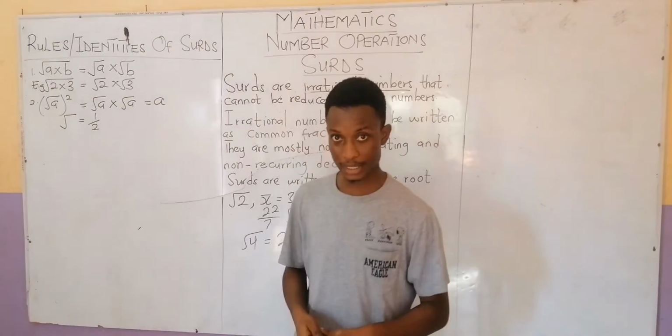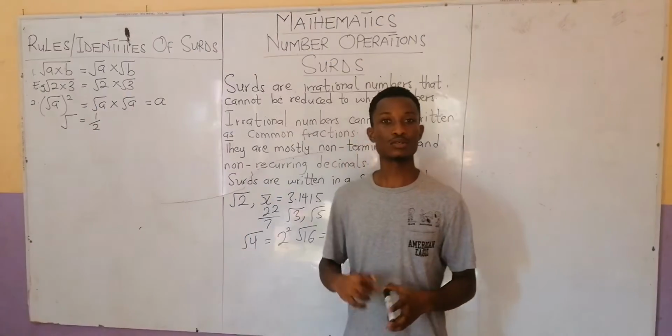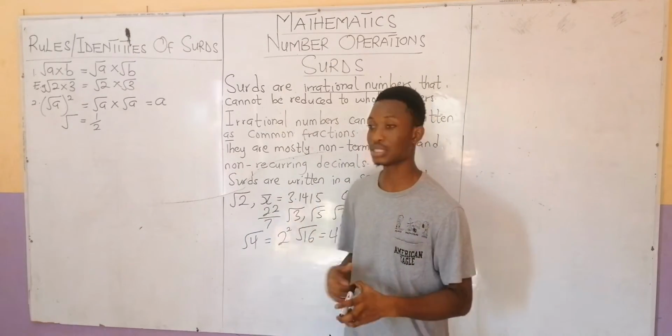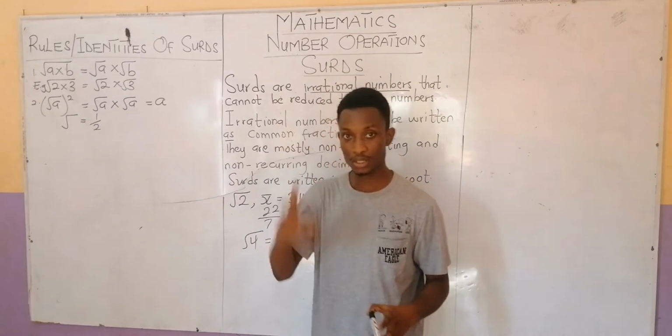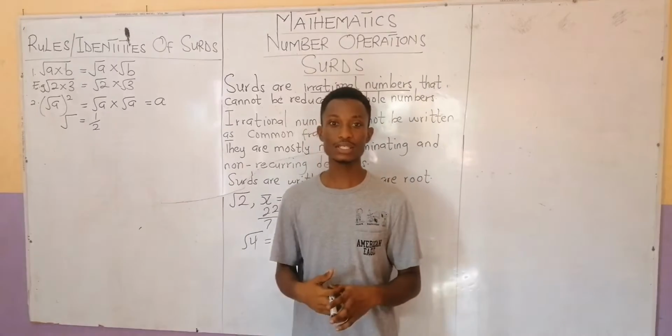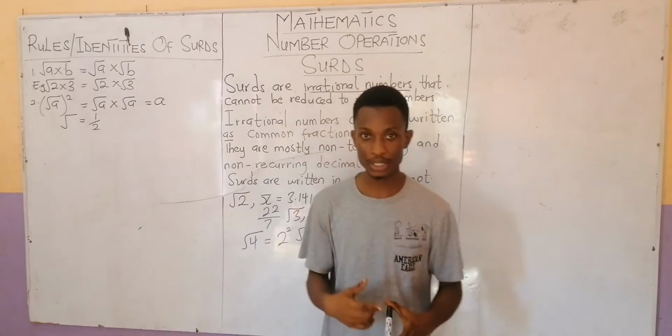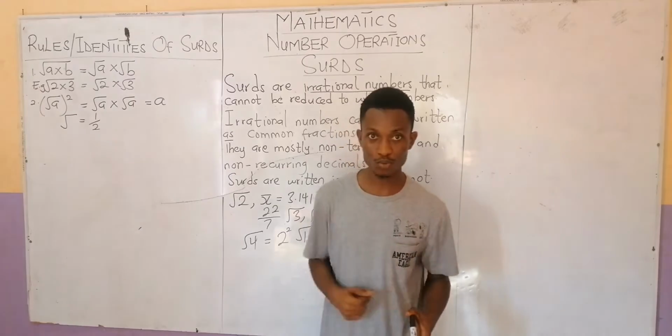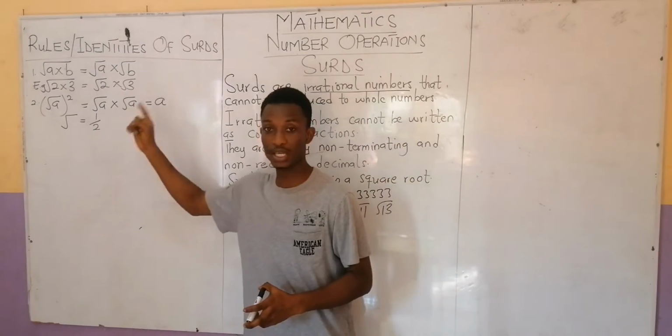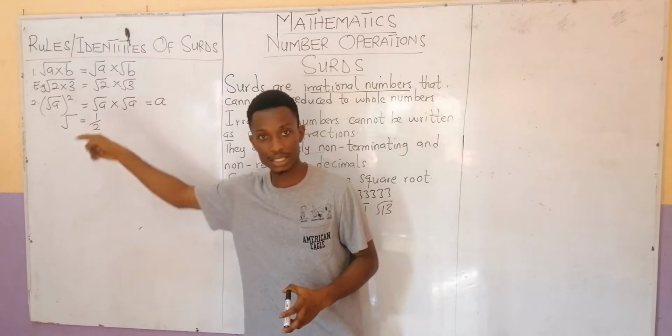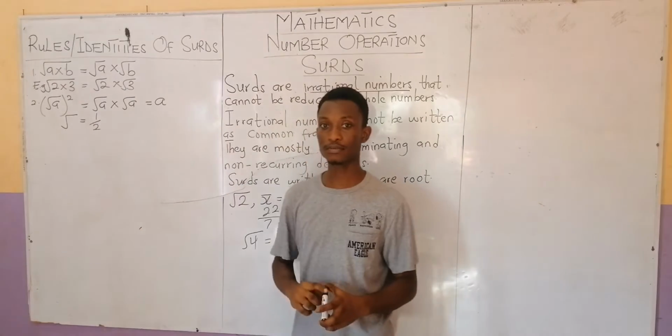Every root is equal to half in indices. So those in senior high, I know this lesson is not limited to those in JHS. Those in senior high have an added advantage. If you are doing indices and logarithms in senior high, one of the rules says that the root of any number is a half power.